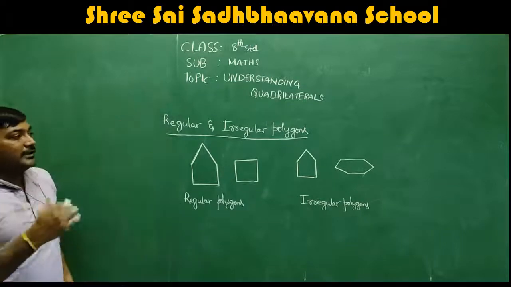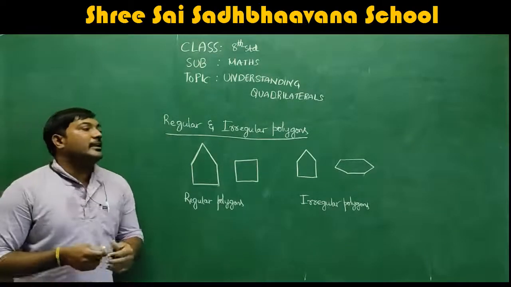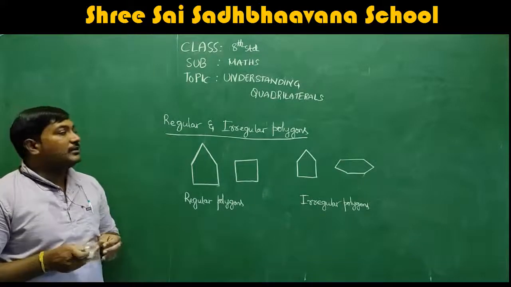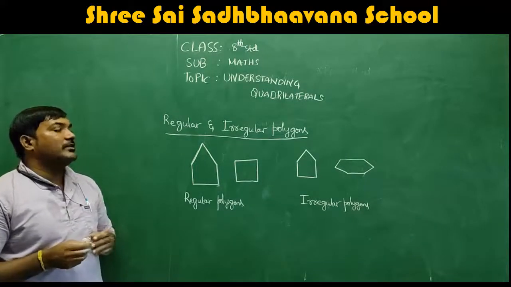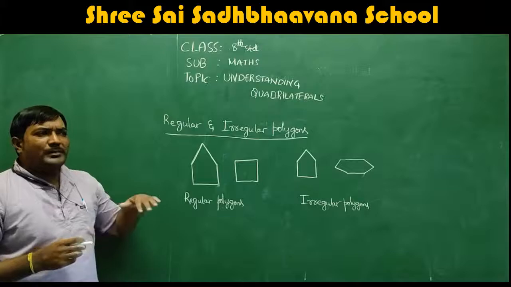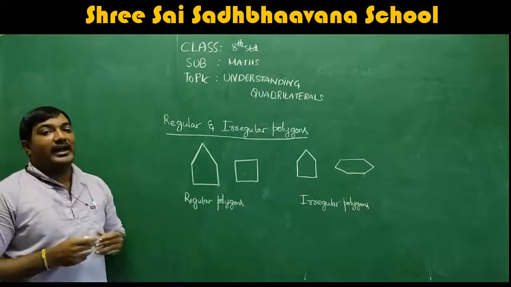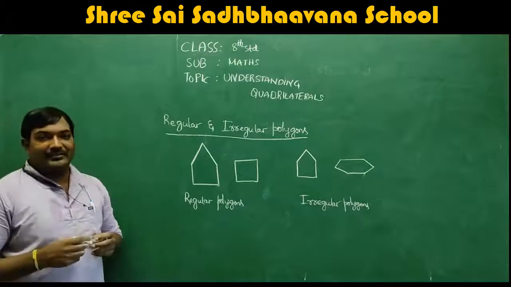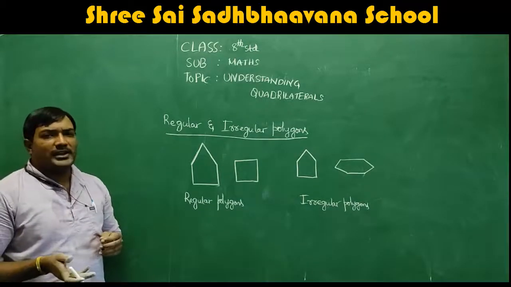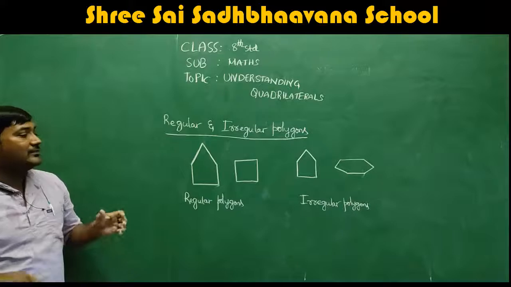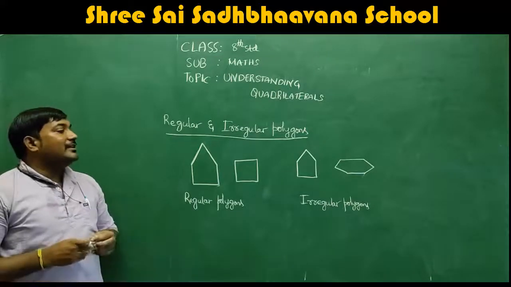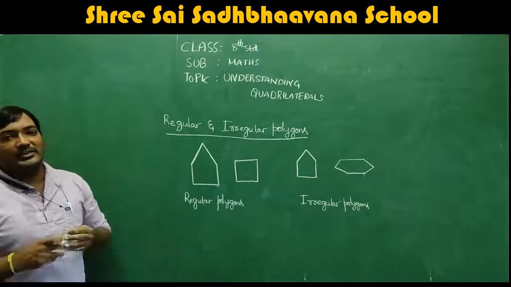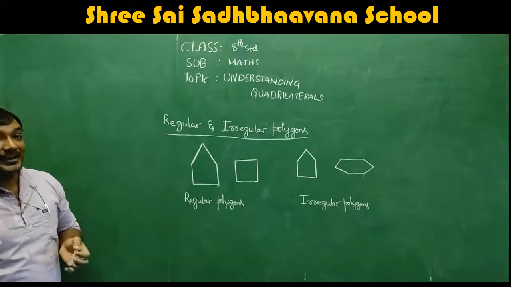The next concept, which is just a continuation of it, is regular and irregular polygons. So what do you mean by regular and irregular polygon? As we know, a polygon should have more than three sides. Even the quadrilateral should have more than three sides. That is what we discussed in the last classes. In this case, it is regular and irregular. What is the difference between regular and irregular?